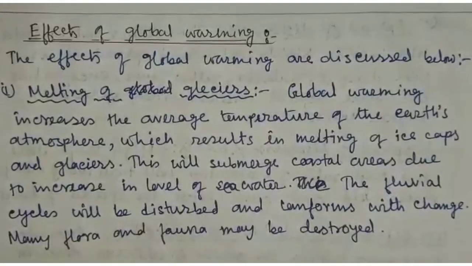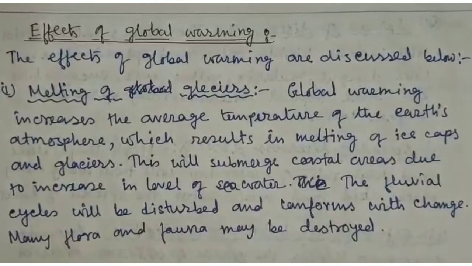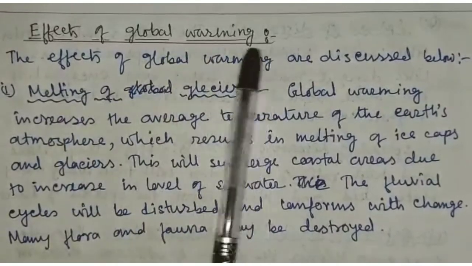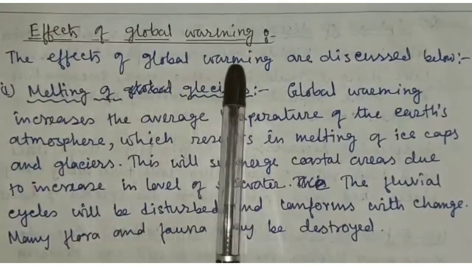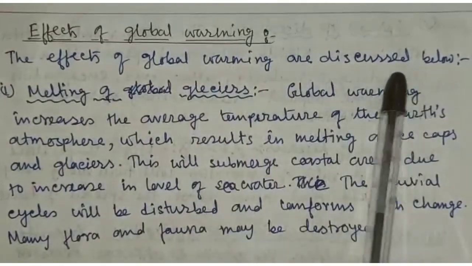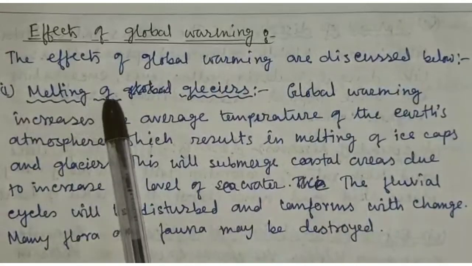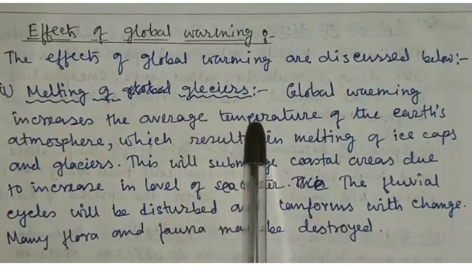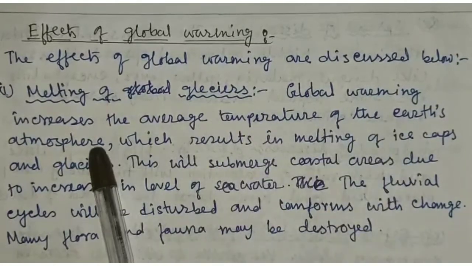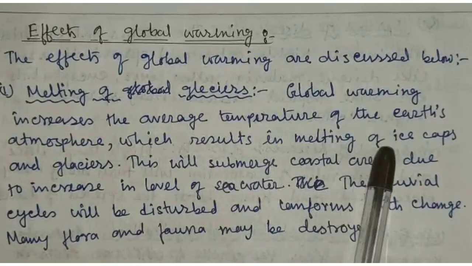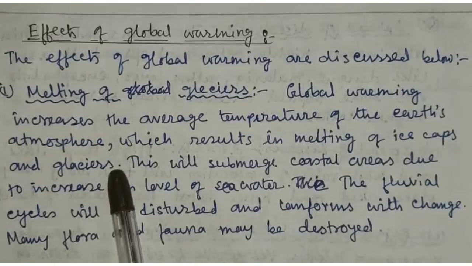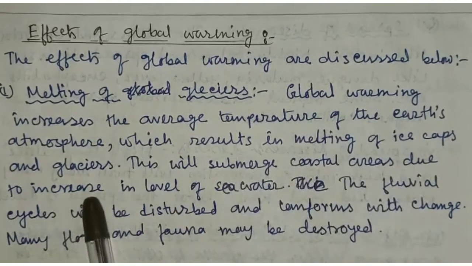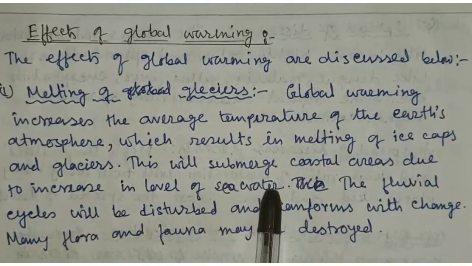Now, what is the effect of global warming on our Earth? The effects of global warming are discussed below. Number 1, melting of glaciers. Global warming increases the average temperature of the Earth's atmosphere, which results in melting of ice caps and glaciers. This will submerge coastal areas due to increase in the level of seawater.